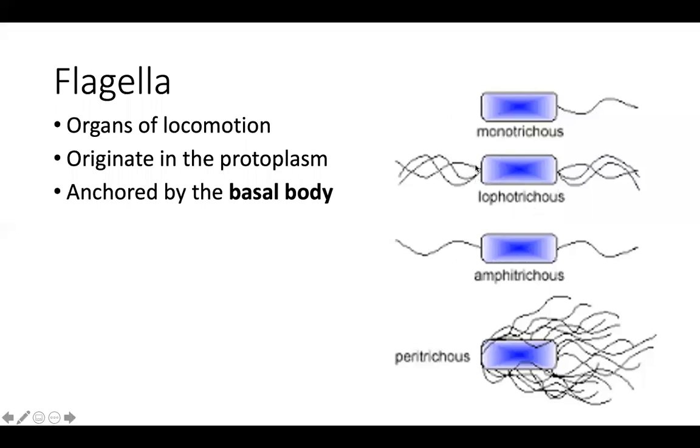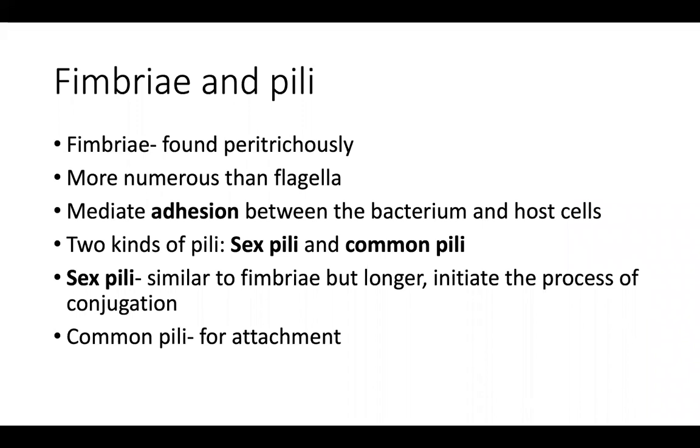We have Lophotrichous, where we have tufts of flagella on both parts of the bacterial cell. We have Amphitrichous, where we have a polar flagellum on either part of the bacterial cell. Then you have the Peritrichous, where we have numerous flagella all around the bacterial cell. So these tend to be very motile. They move fast. So the other important parts of a bacterial cell are the fimbriae and the pili.